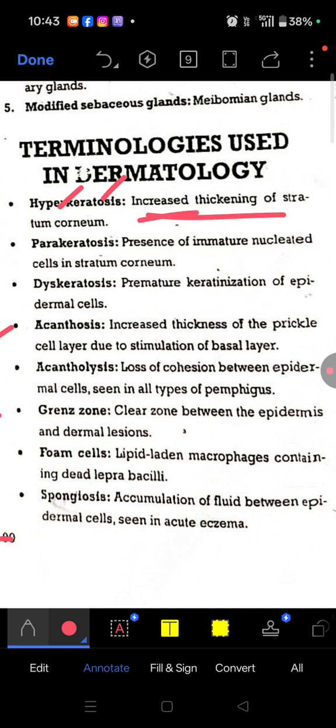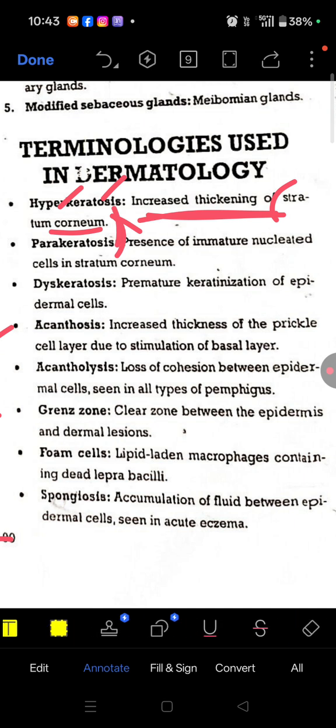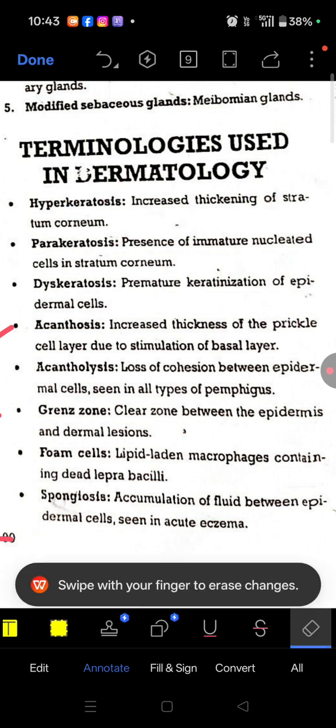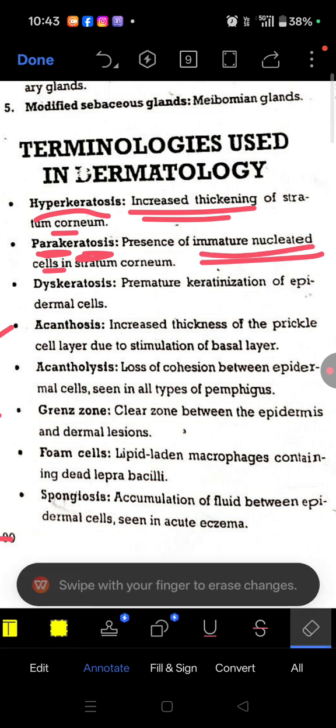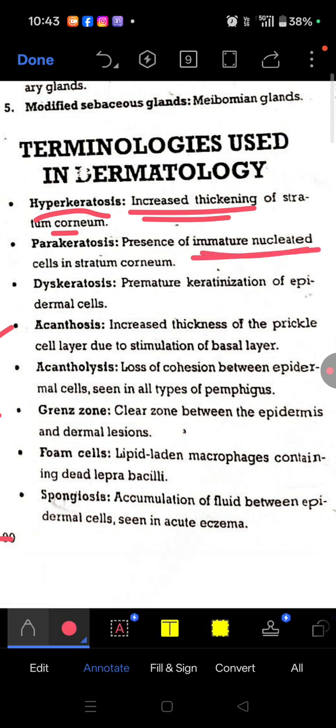Hyperkeratosis is increased thickening of the stratum corneum, which is the most superficial layer of the epidermis. Number 2, parakeratosis. Parakeratosis is the presence of immature nucleated cells in the stratum corneum.